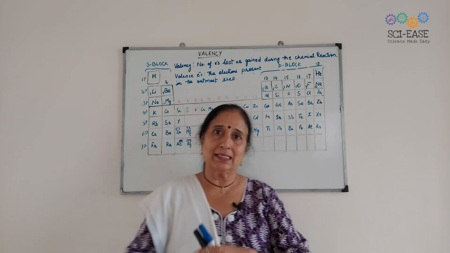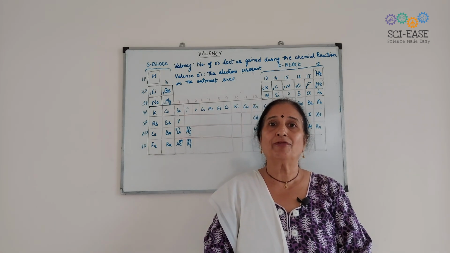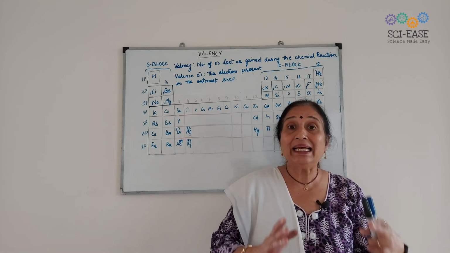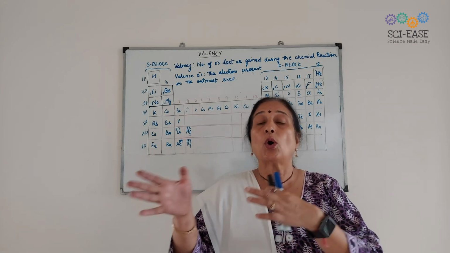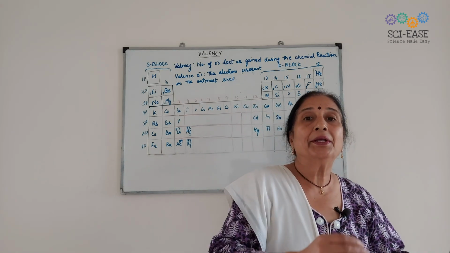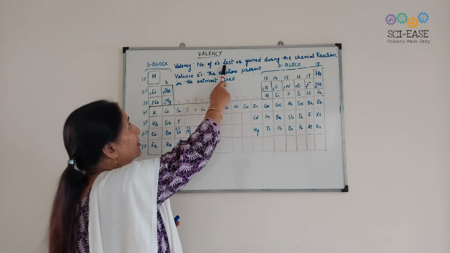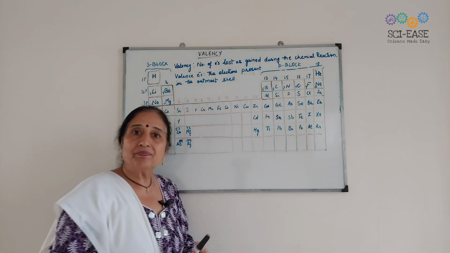So in this video, we will study about the valency. So what is valency? Valency is the combining capacity of an element, or you can say that valency is the number of the electrons lost or gained during the chemical reaction.